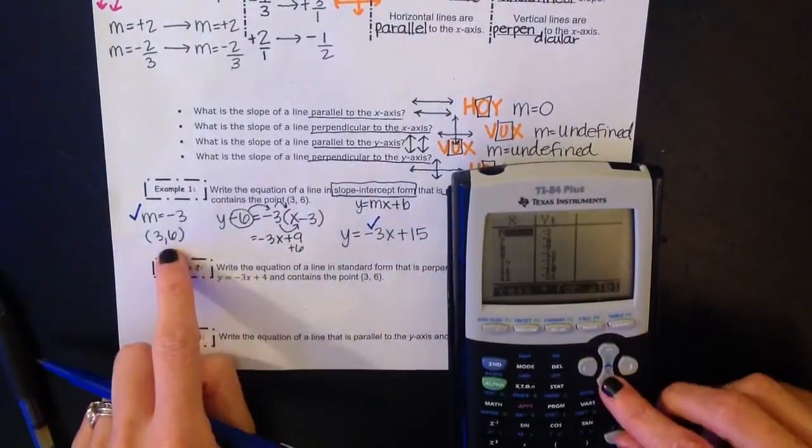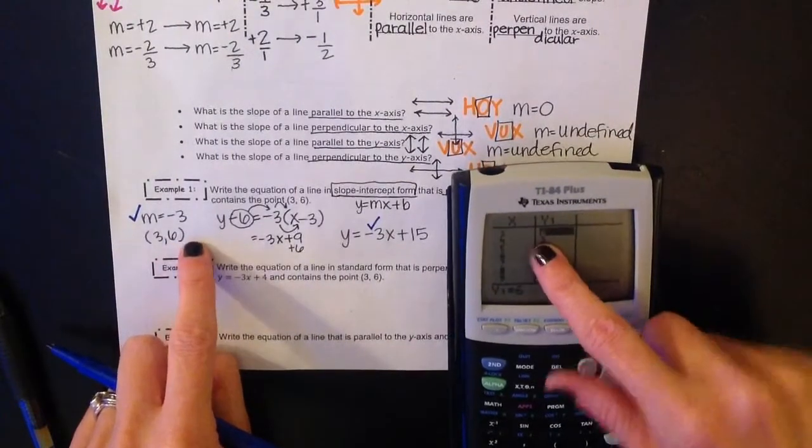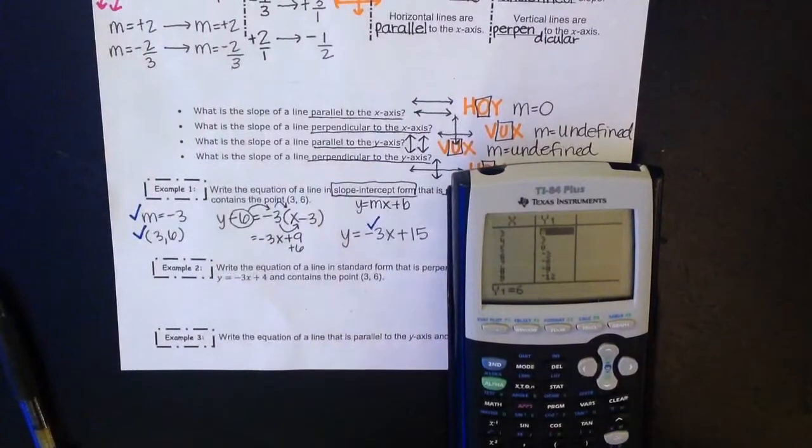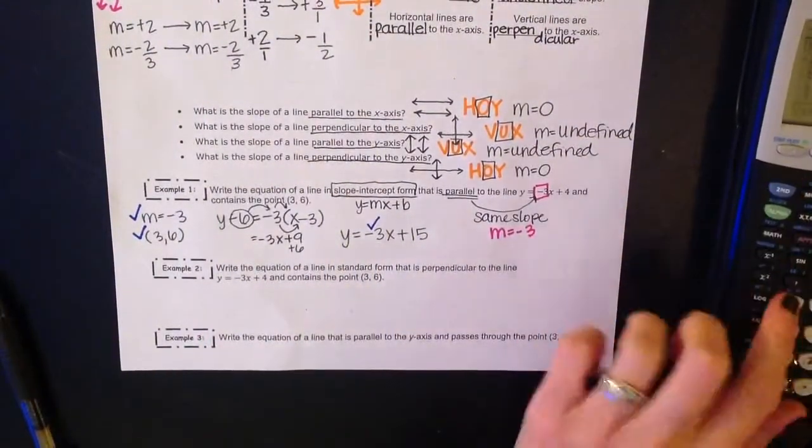So I'm going to the second graph, and I'm going to check the point. X is 3, is my y value 6? Yes, so it does have the point I'm looking for, so I know this is the correct equation. Go ahead and clear this off.